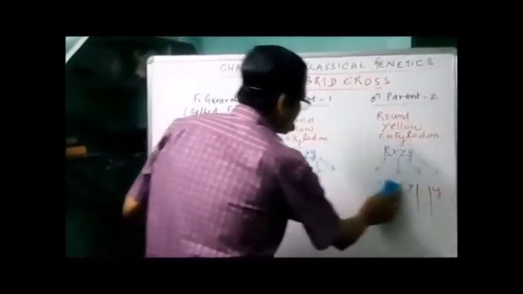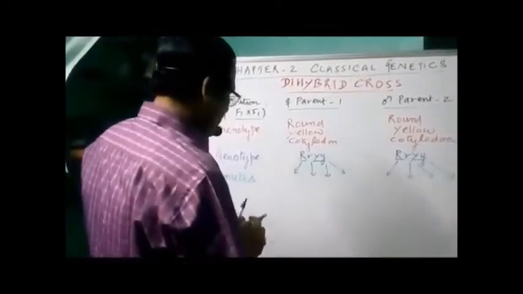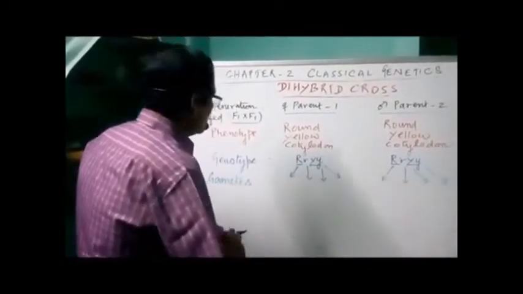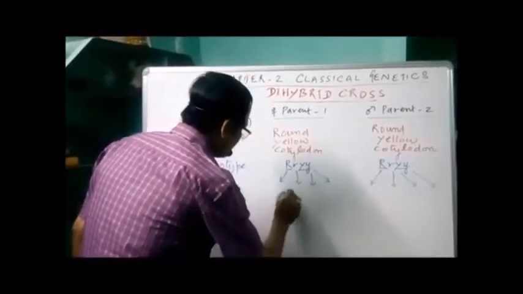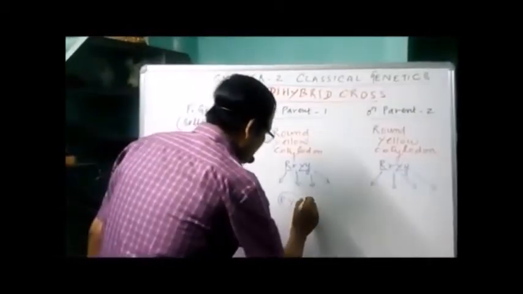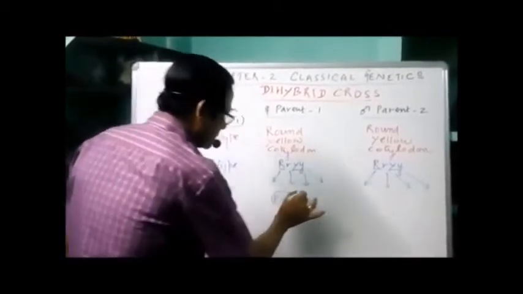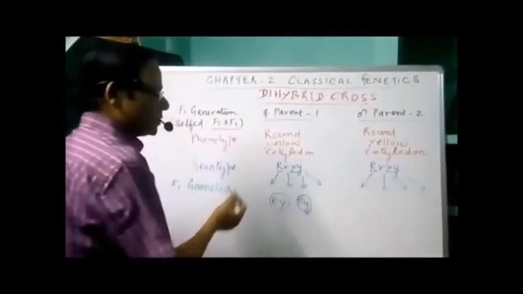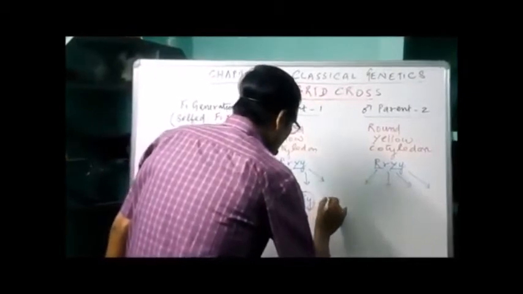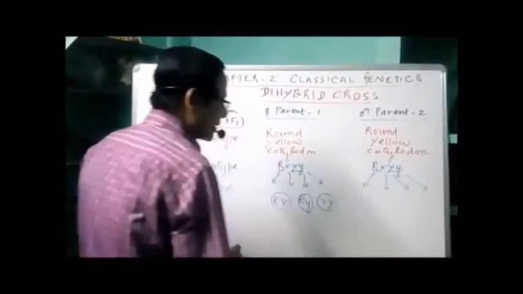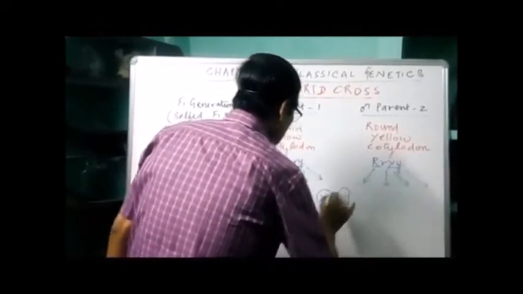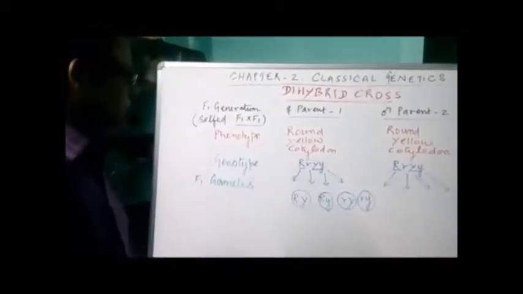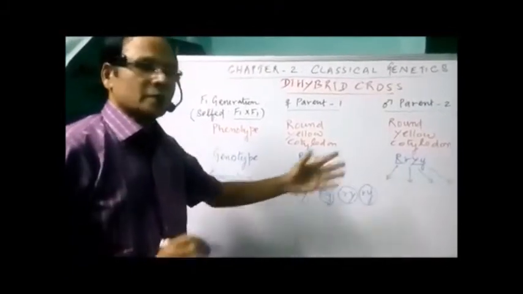So what I mentioned is nothing but the independent assortment. Now let's take the types of gametes produced. I mentioned already, this capital R may combine with capital Y, or it may combine with small y. These are the 2 gametes. Similarly, the recessive gene r may combine with capital Y to form one gamete, or it may combine with small y, a recessive gene, to form another gamete. So here we are getting 4 different types of gametes.